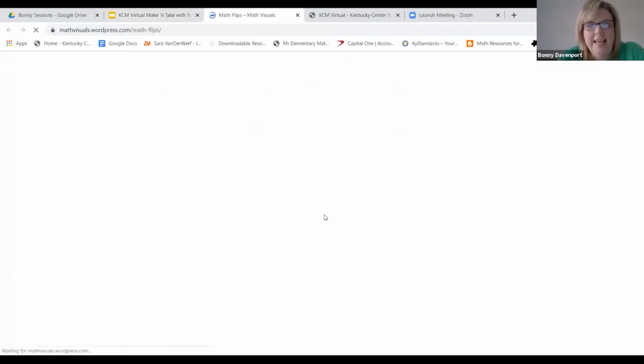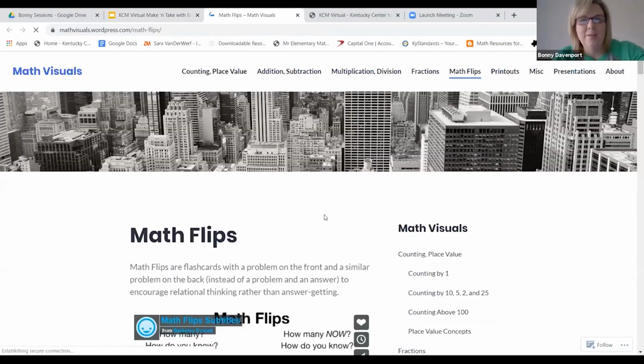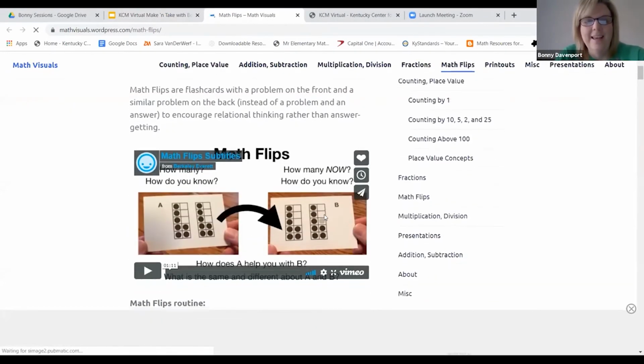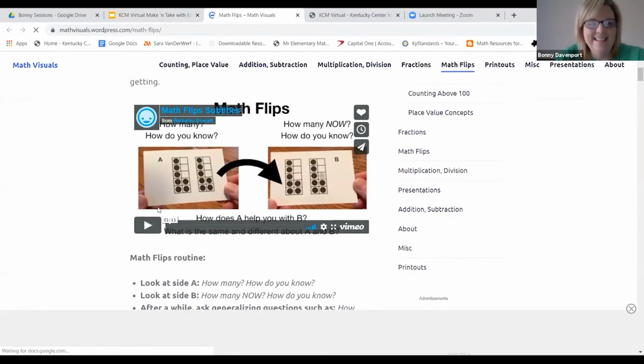Cross your fingers, I hope that works. Can you see that website? Thumbs up if you can see the website there. Yay, all right.